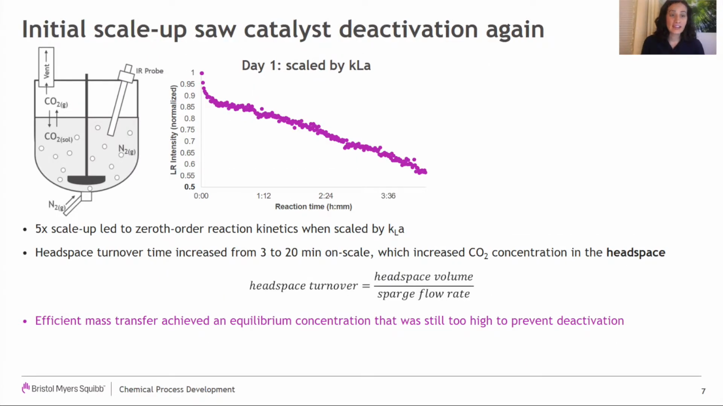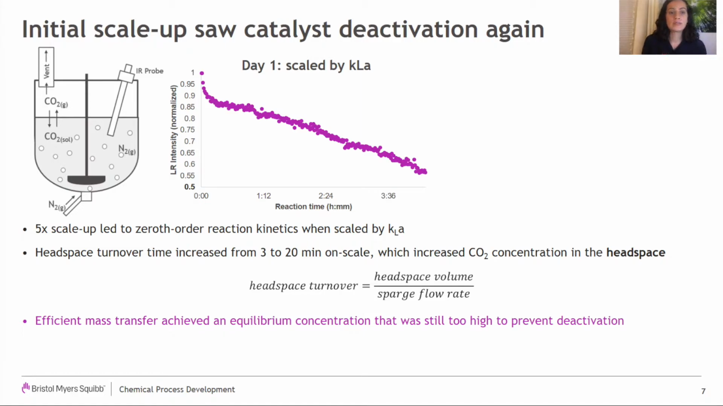So initial scale up saw deactivation of the catalyst yet again. We saw good kinetics in the first 5 minutes, where we see the IR dramatically drop by limiting reagent, and then level off into 0th order kinetics, where the reaction's just going to take way too long when we expect it to take under 3.5 hours.